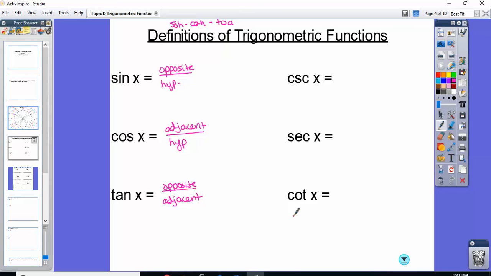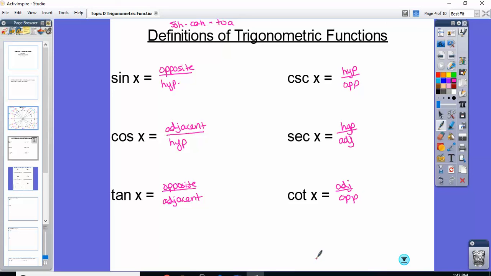Remember, the other three trig functions were just their reciprocals. Cosecant's the reciprocal of sine, so hypotenuse over opposite. Secant, reciprocal of cosine, hypotenuse over adjacent. Cotangent, reciprocal of tangent, adjacent over opposite.